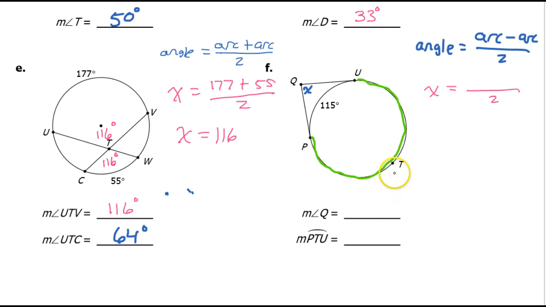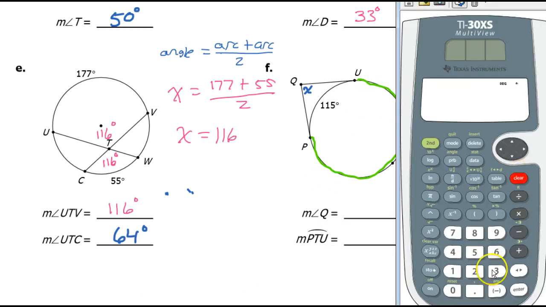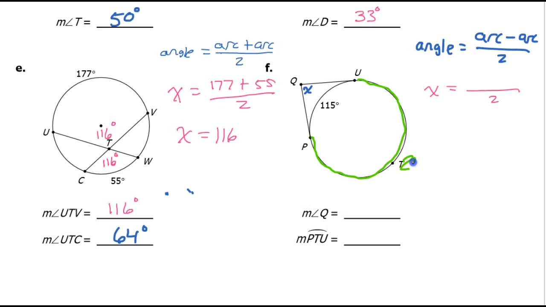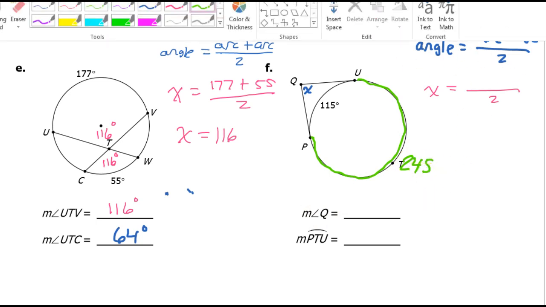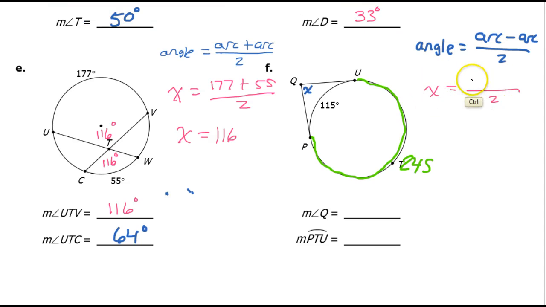360 minus 115. That's right. Subtract 115 from 360, because it's the rest of the whole circle. So if I go 360 minus 115, correct, 245. So we know that this green arc is 245. So now back to Aiden. Now, what am I going to put in the numerator of this little formula? 245 minus 115 divided by 2. That's right. All right, go ahead and calculate that for me and tell me the final answer.